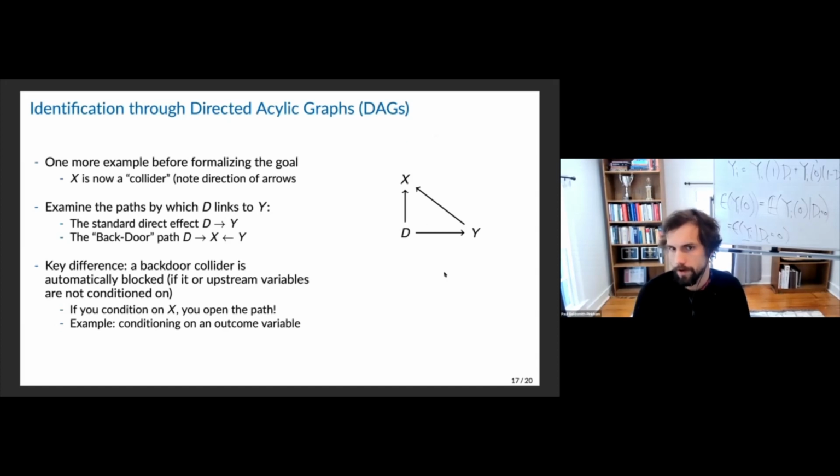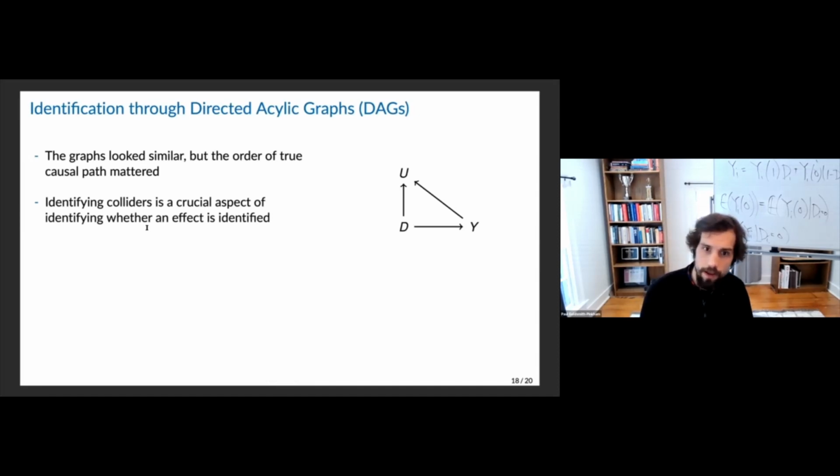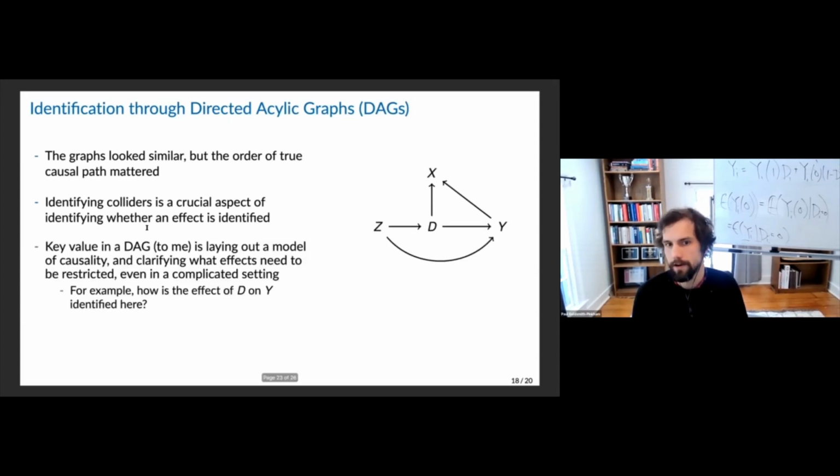So another thing that is affected by this. But we want to condition on the things that are confounders. So basically the idea is identifying colliders and identifying confounders is kind of a crucial aspect on identifying whether or not an effect is identified. The key value for a DAG is basically laying out a model of causality and clarifying which effects need to be restricted even in a complicated setting.